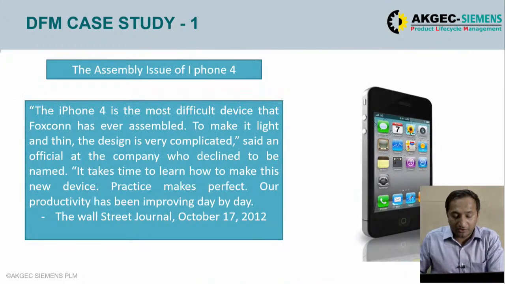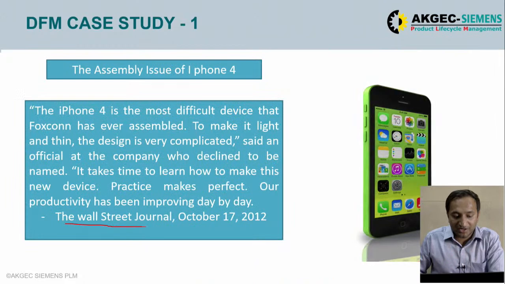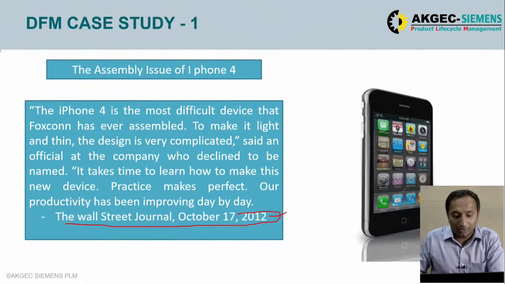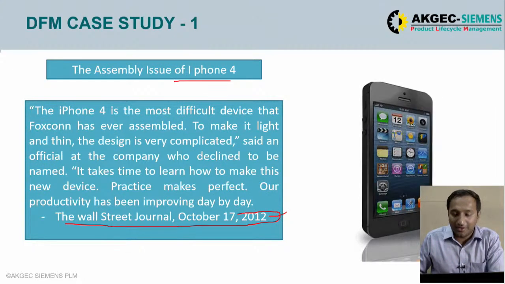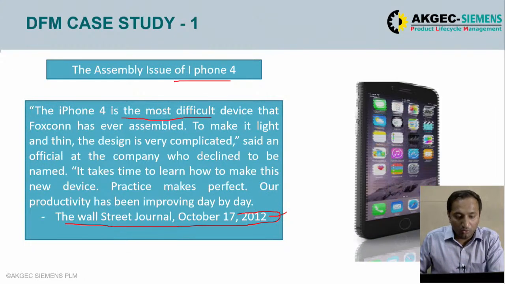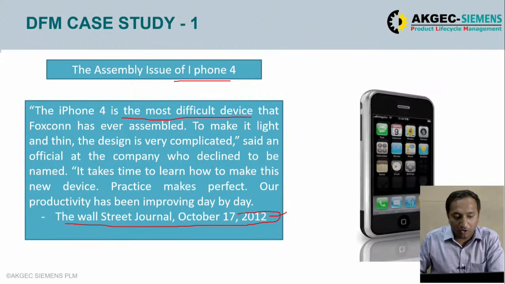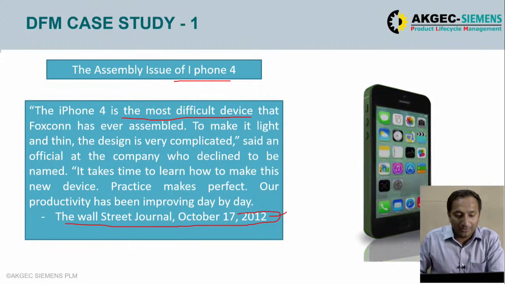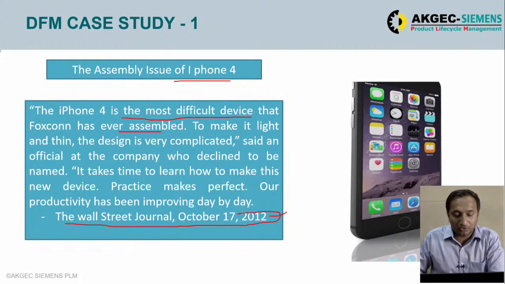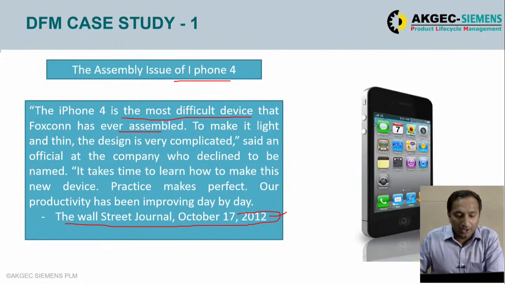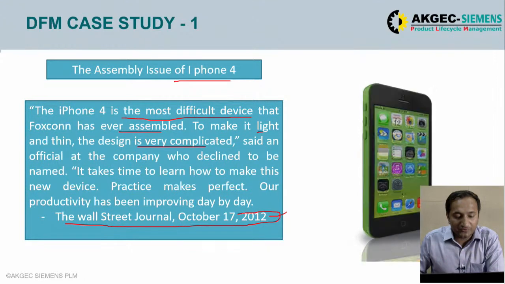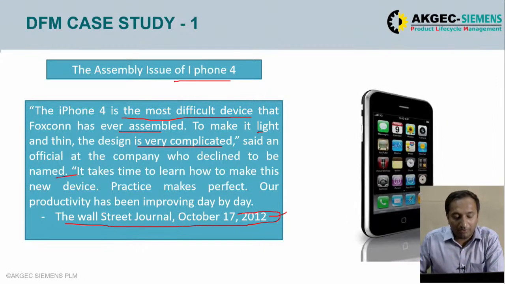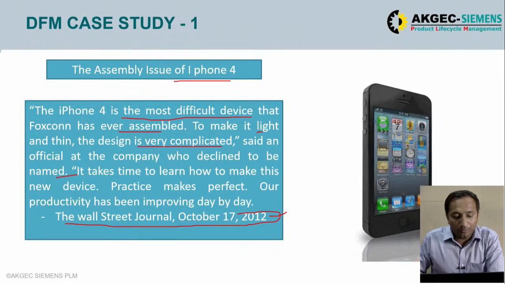Now, there was also an article in the Wall Street Journal, published on October 17, 2012, about the assembly issue of iPhone 4. It said the iPhone 4 is the most difficult device that Foxconn, a company which assembles iPhone products, has ever assembled. Their objective was to make the design light and thin, so the design is very complicated, said an official at the company who declined to be named. It takes time to learn how to make a new device.